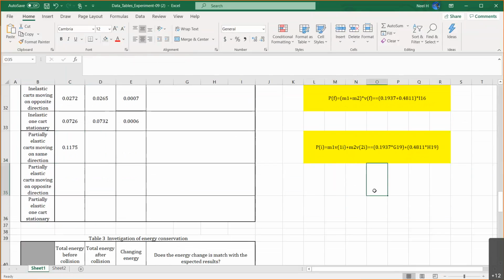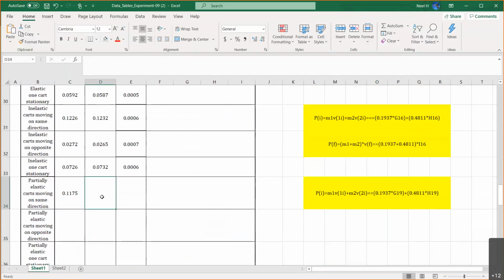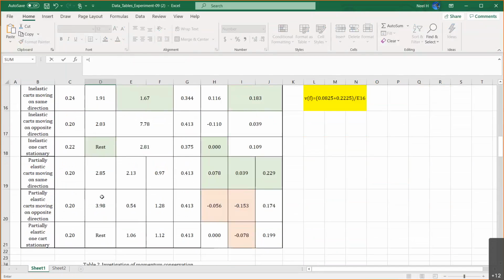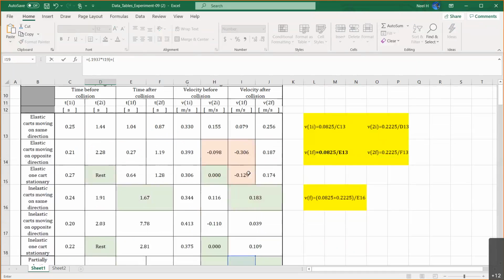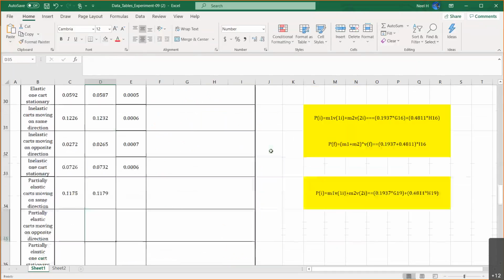Okay, that's total momentum before. Let's do total momentum after. Next cell. Equal sign, parentheses, mass of the object 1.1937 multiply by velocity of the object number 1 after collision, cell I19, close bracket, plus open brackets, mass of the object 2.4811 multiply by velocity of the object 2 after collision, cell value J19, close brackets, hit enter.